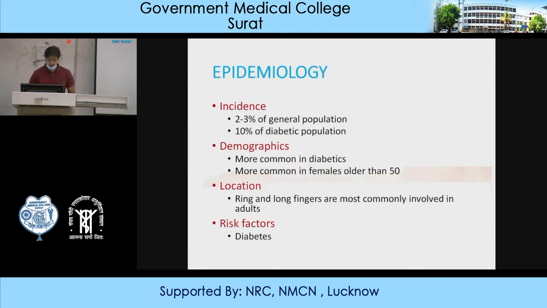If we see the incidence, 2 to 3% of the general population is involved, and 10% of the diabetic population are more prone. Demographically, it's more common in diabetics and more common in females older than 50 years. Location: the ring and long fingers are the most commonly involved in adults. Diabetes is a risk factor.